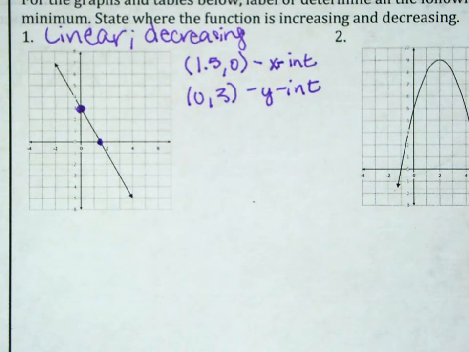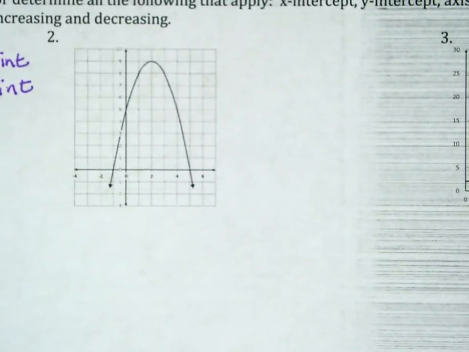The one thing with linear functions is they do not have an axis of symmetry, and they do not have a maximum or minimum value unless there are certain constraints on the function. So for this function, all we can define is that it's linear, it is a decreasing function, that its x-intercept is at 1.5, 0, and its y-intercept is at 0, 3. Alright, so now I'm going to move over to number 2.